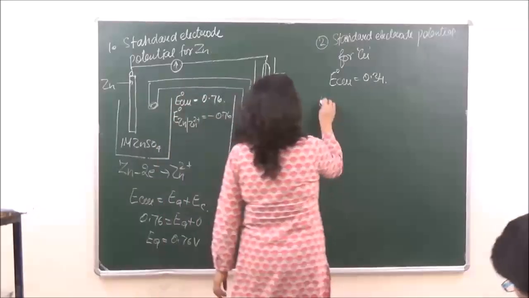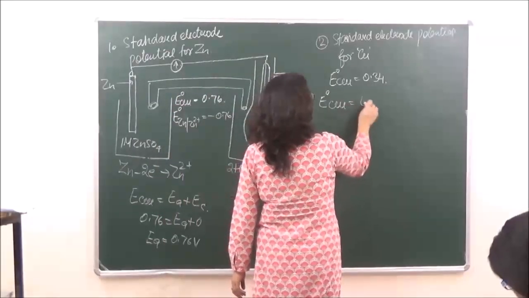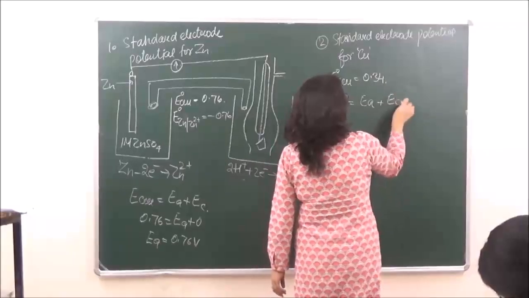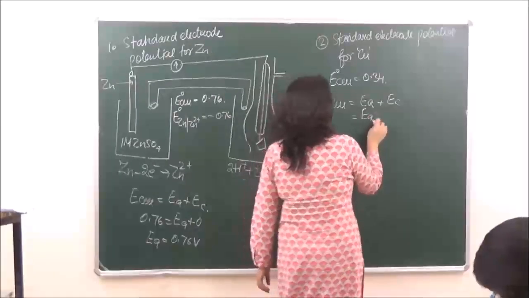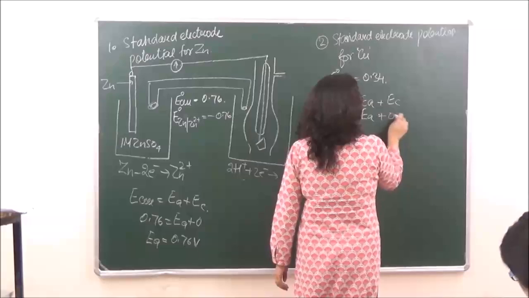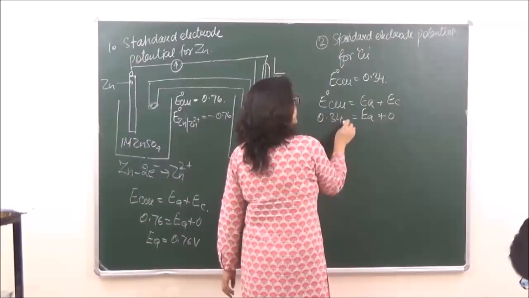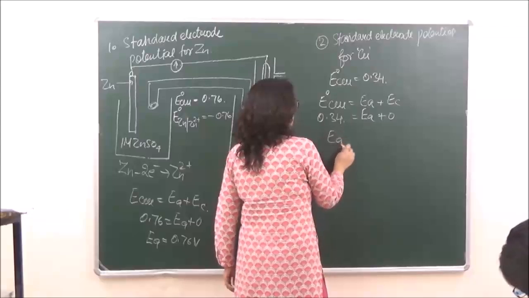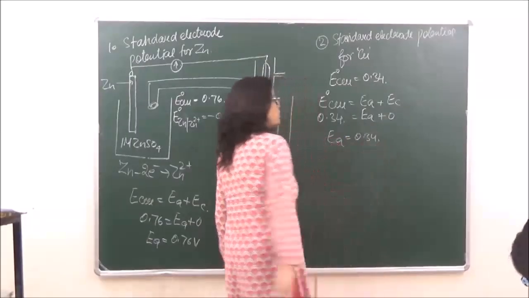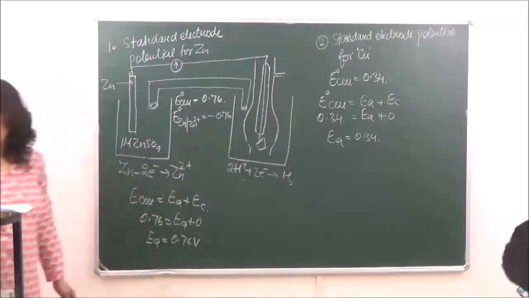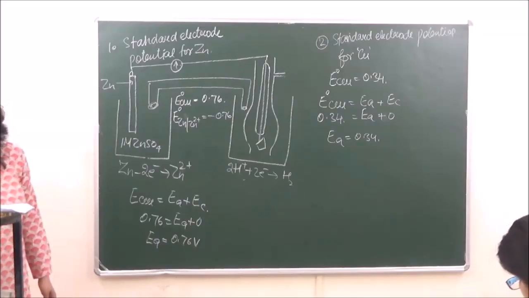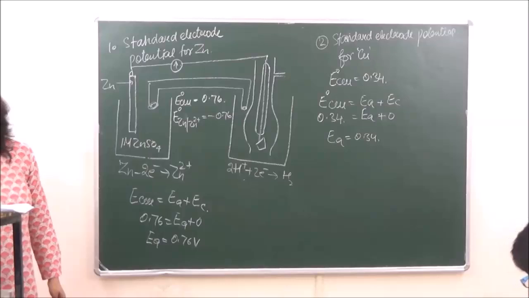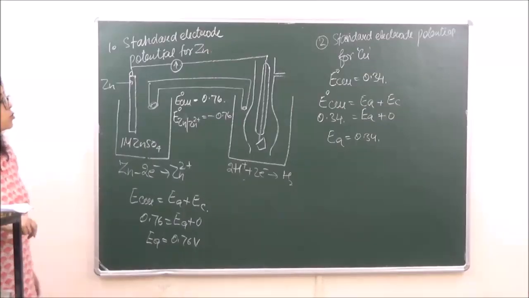Okay, so it means E0 cell is equal to E anode plus E cathode. E anode over here is to be calculated, and E cathode is 0. The value coming over here is 0.34. So the electrode potential is 0.34. Now because copper has a tendency to get reduced, therefore the value of this is going to be what? It is going to be plus 0.34.